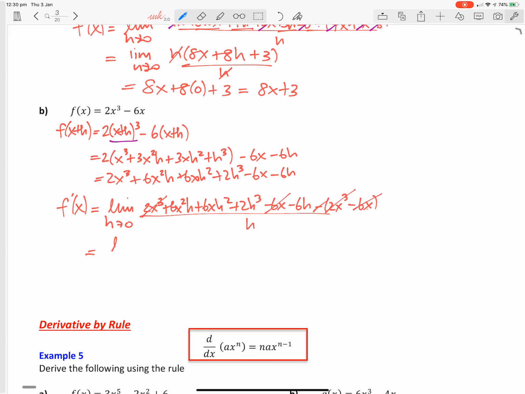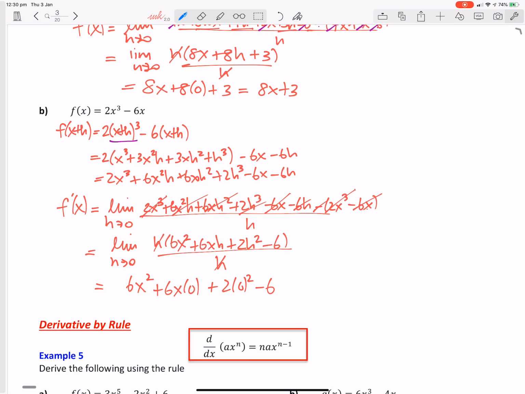I can take out a common factor of h on top, limit as h approaches 0. I'm going to have h times 6x squared plus 6xh plus 2h squared minus 6, on h. They cancel. When we sub h equals 0 in, we get rid of the limit. 6x squared plus 6x times 0 plus 2 times 0 squared minus 6, which is 6x squared minus 6.